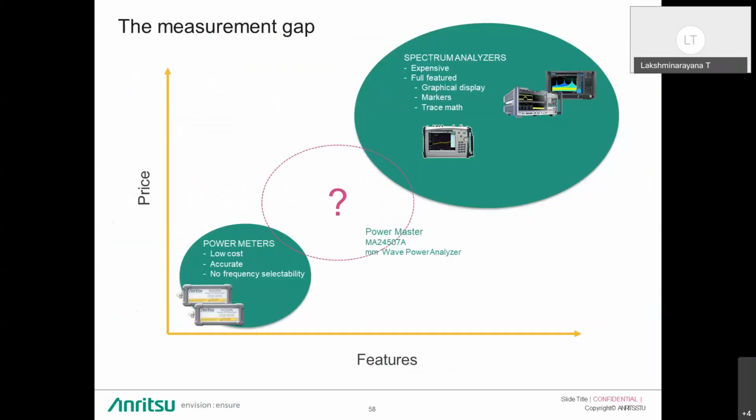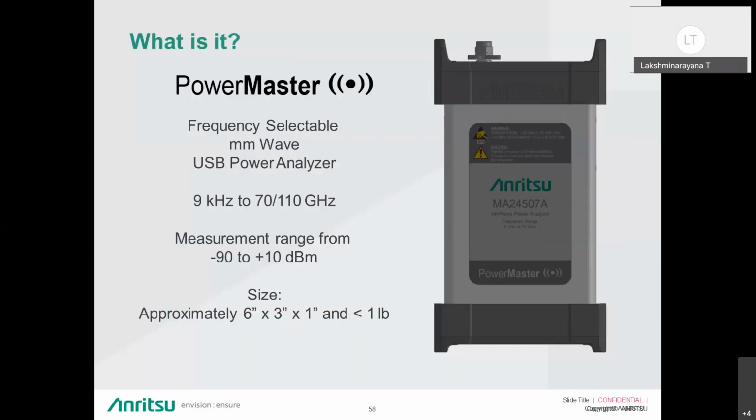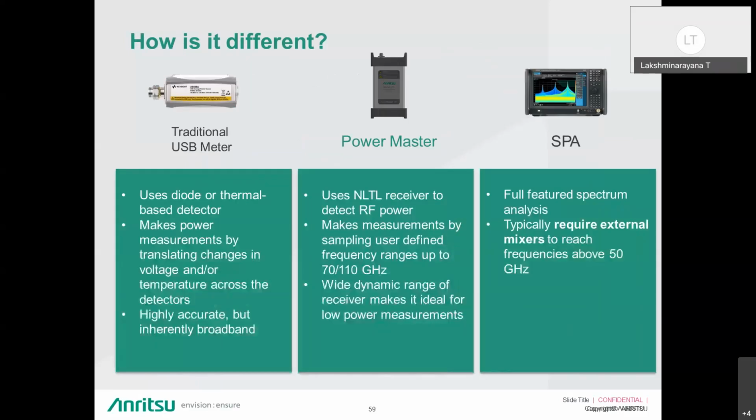We have one more model called the Power Master, which sits between power meters and spectrum analyzer features. It covers 9 kilohertz up to 70 gigahertz and 110 gigahertz, with a measurement range from minus 90 to plus 10 dBm. It is the size of a smartphone, and you can connect it directly to your PC and do the measurements.